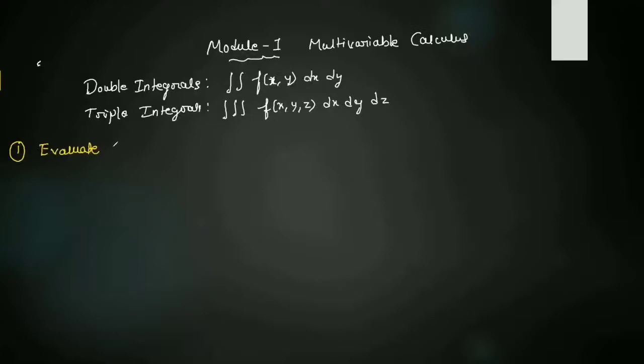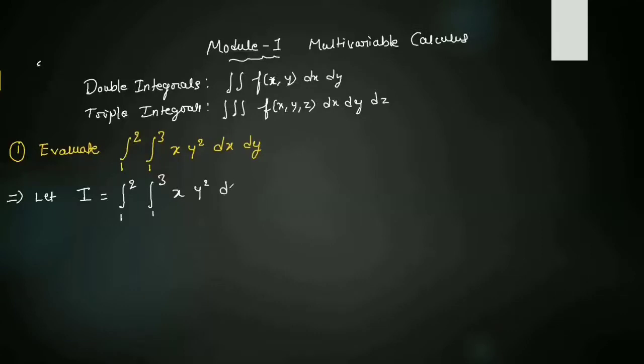Okay. Evaluate the integral from 1 to 2, the integral from 1 to 3, of x y square, dx dy. So we have to evaluate this particular integral. Once the integral is given, we take it as I. So let us take this integral as I: the integral from 1 to 2 and the integral from 1 to 3 of x y square, dx and dy.